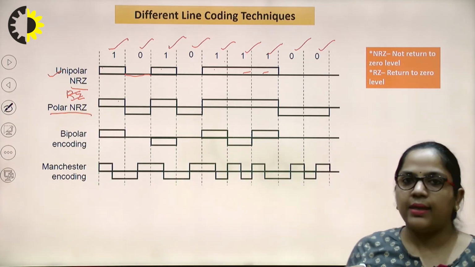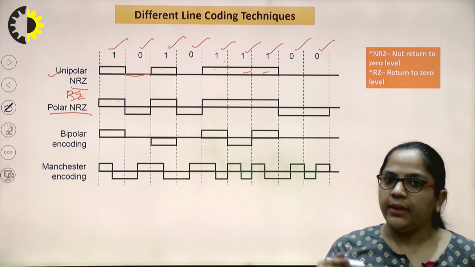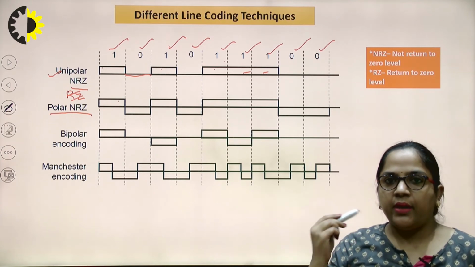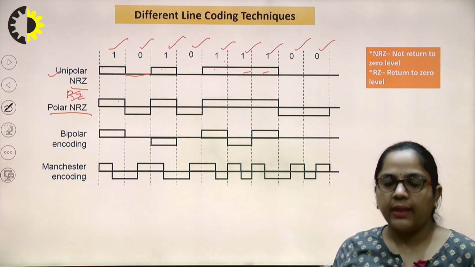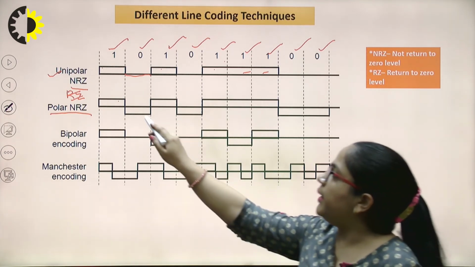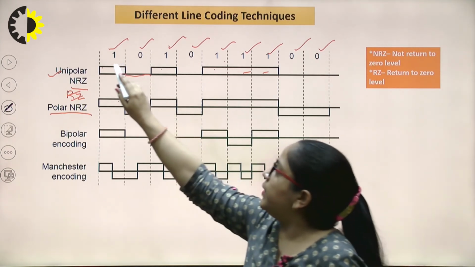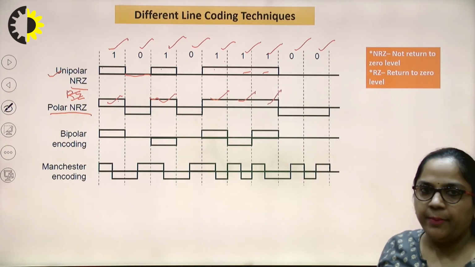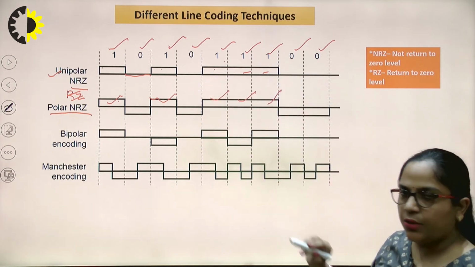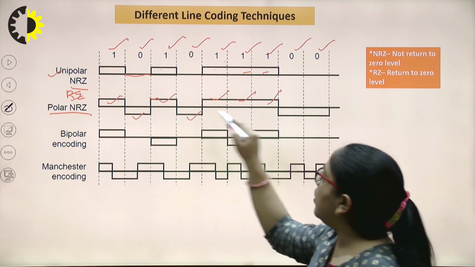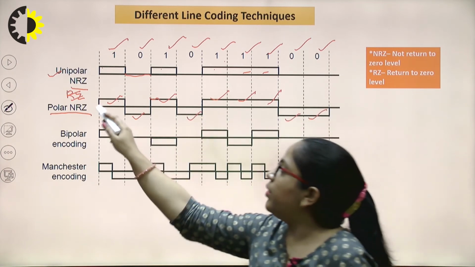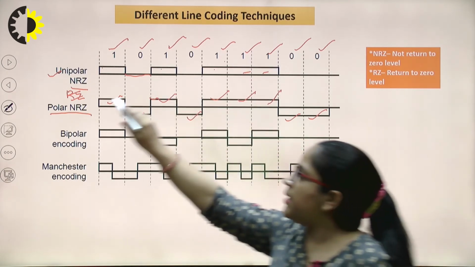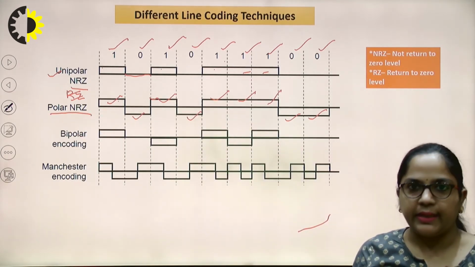In case of polar NRZ, we used to provide polarity to both the bits, that is binary 1 and binary 0. To binary 1, we used to provide positive polarity, and for binary 0, we used to provide negative polarity. So wherever we will have binary 1, we can observe a waveform with positive polarity, and wherever we are having binary 0, we can observe a waveform of negative polarity. So this kind of conversion of digital data into digital signal comes under the category of polar line coding technique.